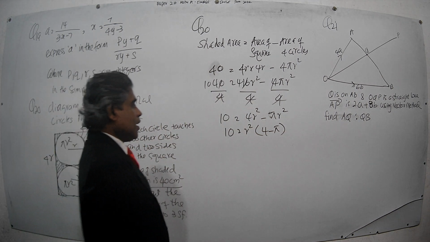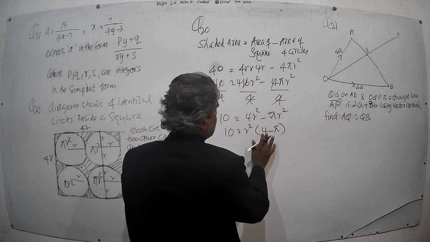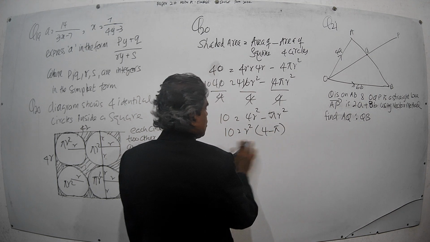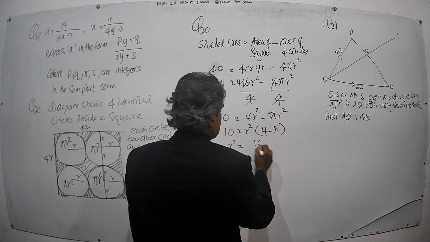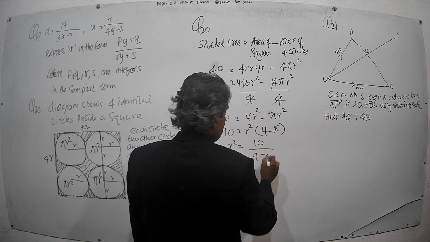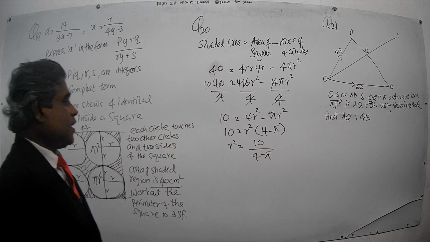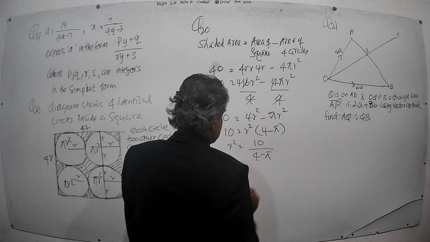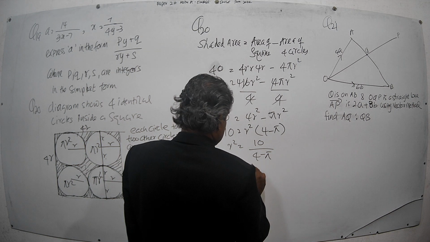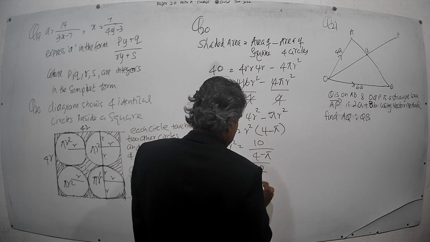Then I will find r squared. Here r squared is multiplied by 4 minus pi. Then take that to that side, you can divide by 4 minus pi. Then r squared equals 10 over 4 minus pi. That is r squared. Then we will find r. r will be how much? Square root of 10 over 4 minus pi.